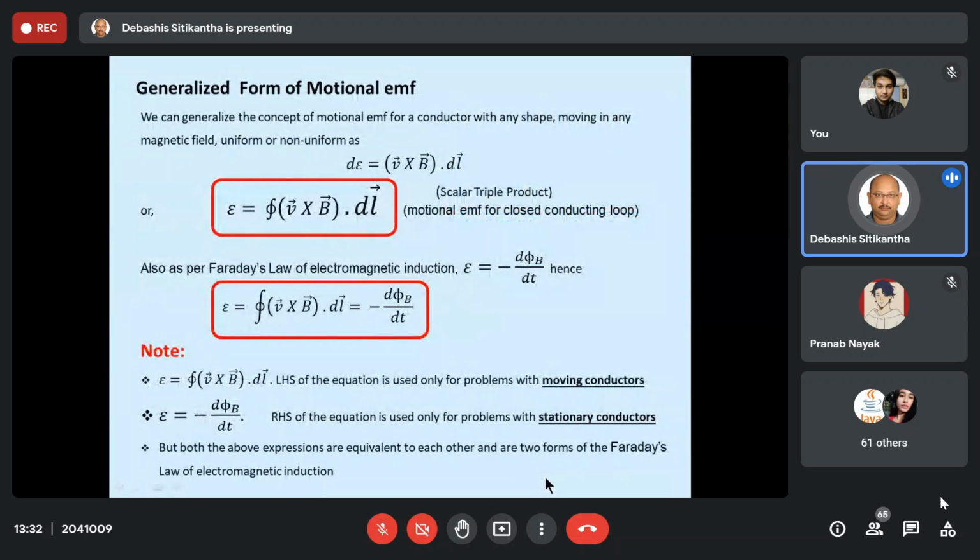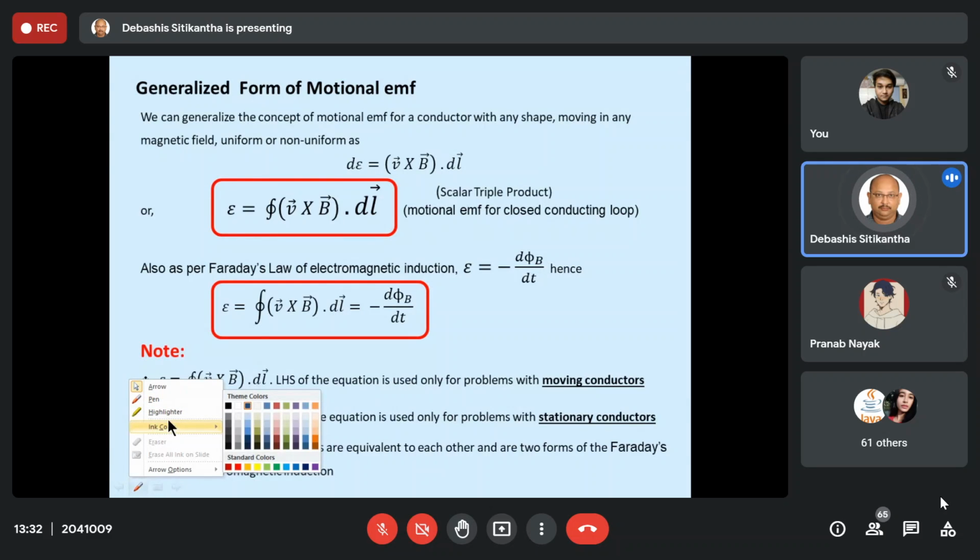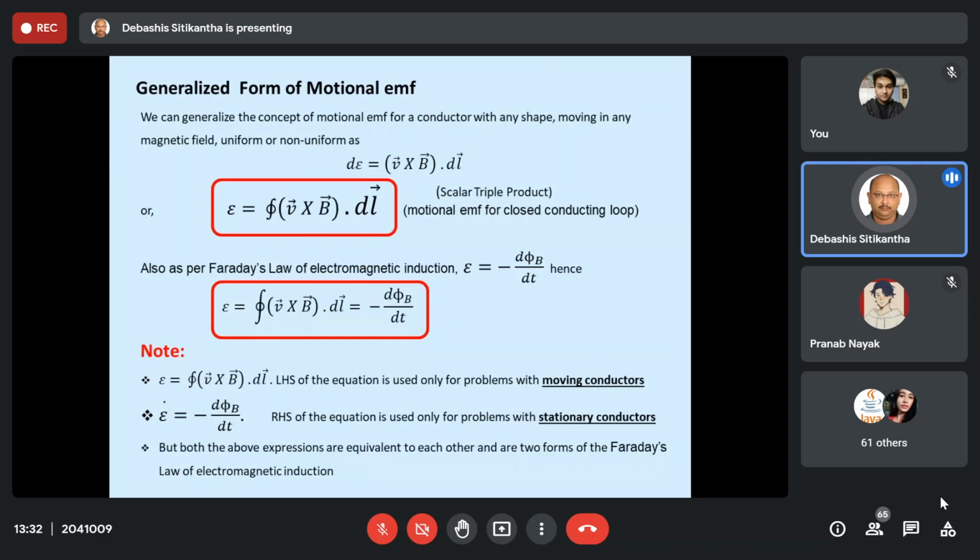Next, ultimately, let us try to generalize the form of motional EMF. Till now we have been dealing with only a uniform magnetic field and straight conductors. But in practical cases, particularly electrical engineering people, they don't make use of these types of generators. These are completely hypothetical generators. They have almost 1 or 2% efficiency. So we never make use of these types of construction to generate electricity.